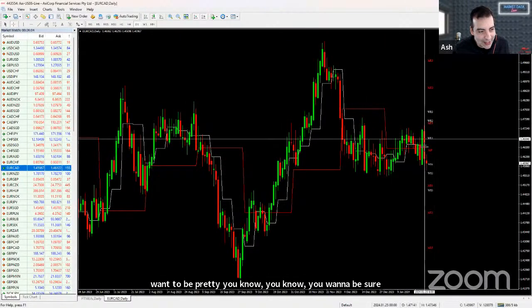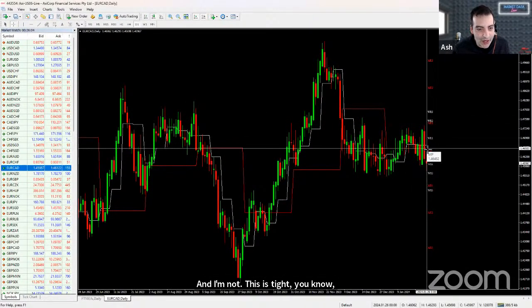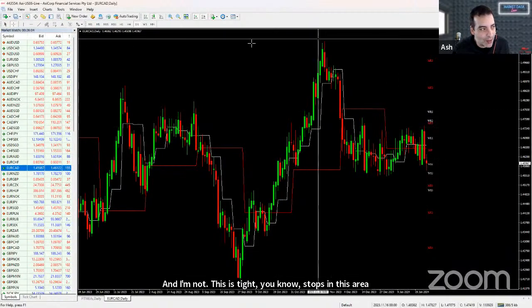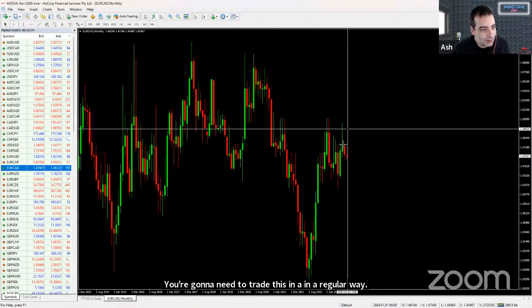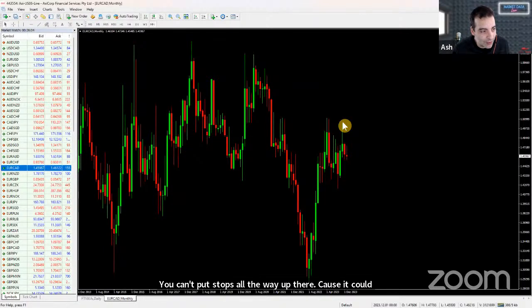And this is tight. Stops in this area, you're going to need to trade this in a regular way. You can't put stops all the way up there, because it could come up there over a short period. But look at this on the monthly. This is looking negative on the Euro CAD. So looking at the COT data, this is suggesting some weakness with the euro. So that's what I'm looking at anyway for next week.